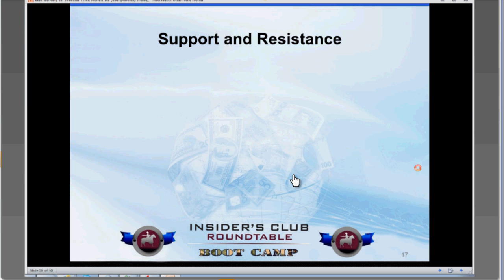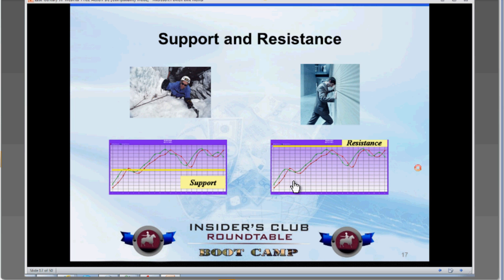Those of you that want to start adding support and resistance, it's real simple. Support is kind of like this guy here, that if he doesn't hold, he's got a long way to fall. It's not exactly a fall that he wants to take. In fact, looking at that, that would scare the bejeebers out of anybody. On the resistance side, you've got me.